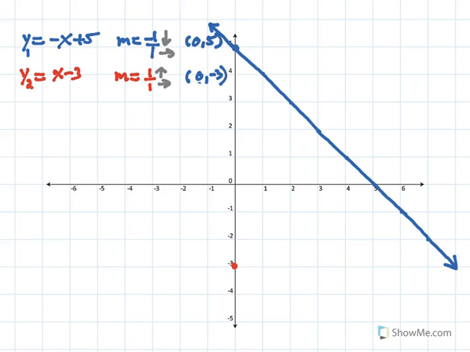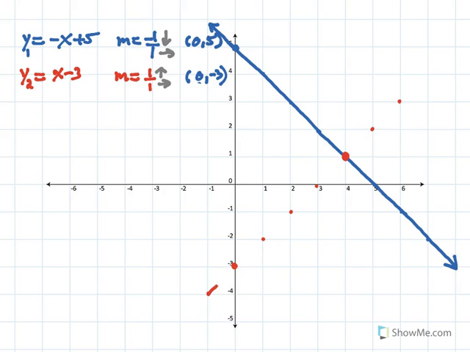And now we can proceed with the red one. 0, negative 3 is your y-intercept down here, and then we go up 1 over 1, up 1. I am so sorry. I hope I'm not confusing anybody here. Up 1 over 1, up 1 over 1, up 1 over 1, up 1 over 1. And I'm going to make this a little bit bigger. Up 1 over 1.